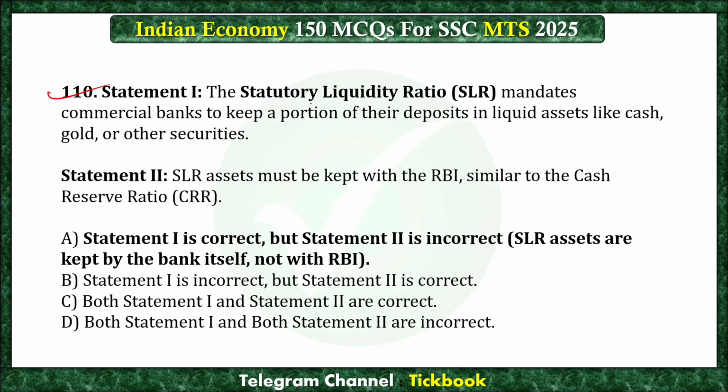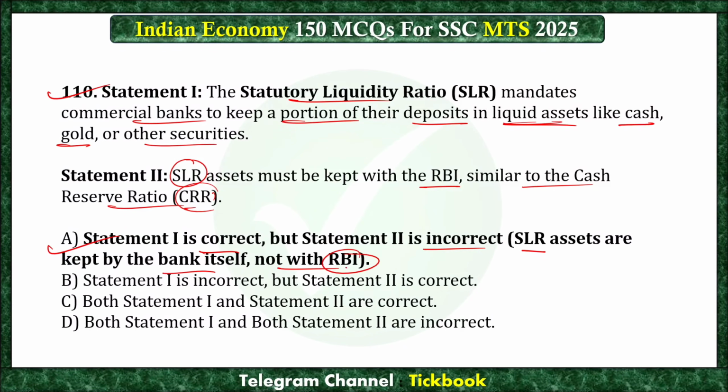And 110. Statement 1: The Statutory Liquidity Ratio mandates commercial banks to keep a portion of their deposits in liquid assets like cash, gold, or other securities. Statement 2: SLR assets must be kept with the RBI, similar to the Cash Reserve Ratio, CRR. Option number A, statement 1 is correct, but statement 2 is incorrect. SLR assets are kept by the bank itself, not with the RBI.